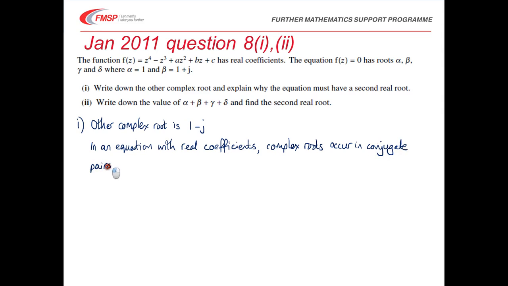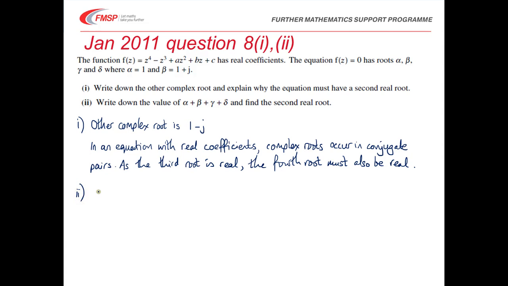As the third root is real, the fourth root must also be real. If it wasn't real, we'd need to have a fifth root to be a pair with it, and it's a quartic equation, so we know it only has 4 roots.